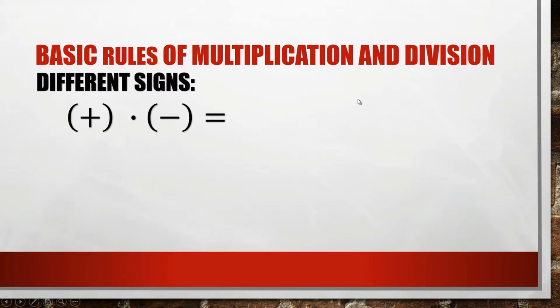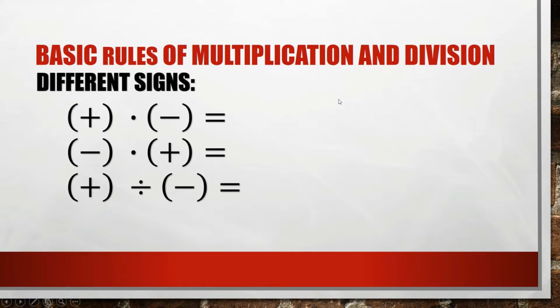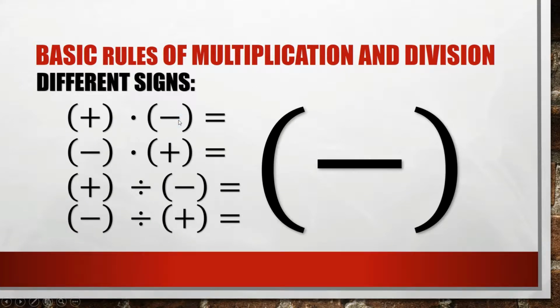Different signs, meaning positive times a negative, negative times a positive, positive divided by a negative, negative divided by a positive. These are all negative answers. So if you see two different signs, it's a negative answer.